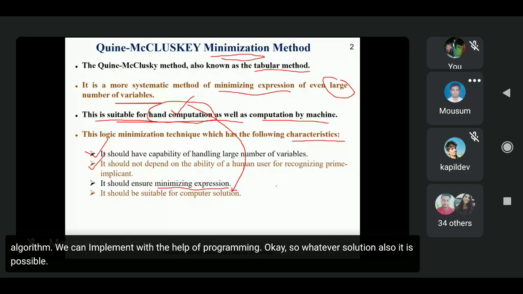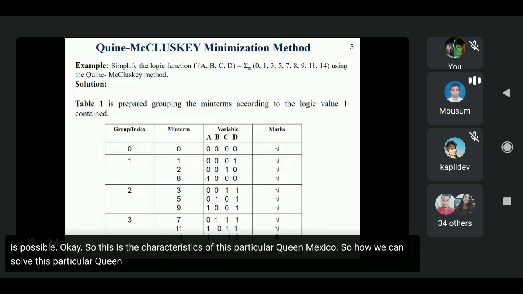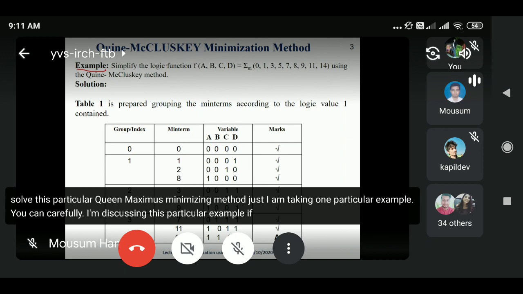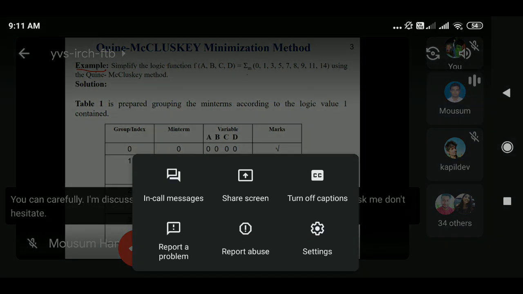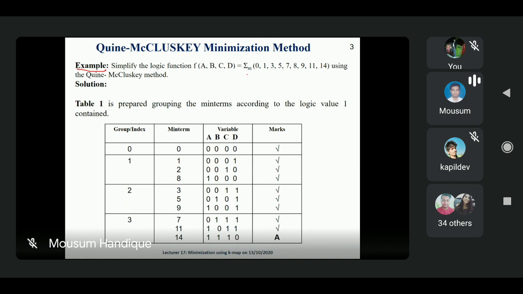Okay, so this is the characteristics of this particular Quine-McCluskey minimization method. So how can we solve using this Quine-McCluskey minimization method? I am taking one particular example. Please follow this example carefully. If you have any doubt, please ask me, don't hesitate. Otherwise, if a doubt remains, then in future also you will face problems.